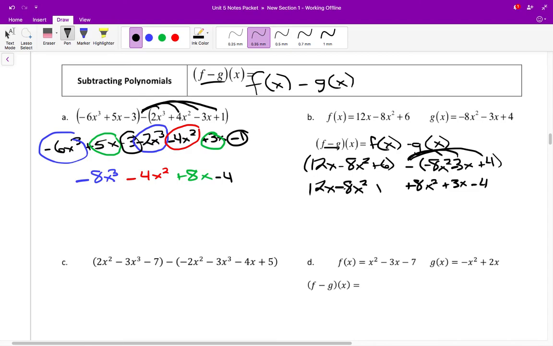And then we can start to look for terms that we can combine. So, highest degree in this case was a 2, so let's start with it. Negative x squared and x squared are opposites. They'll add to be 0, you can just get rid of them. Next, you've got a 12x and a plus 3x, which would combine to be a positive 15x. And then lastly, your constant terms, you've got a 6 and a minus 4. Those would combine to be a plus 2.